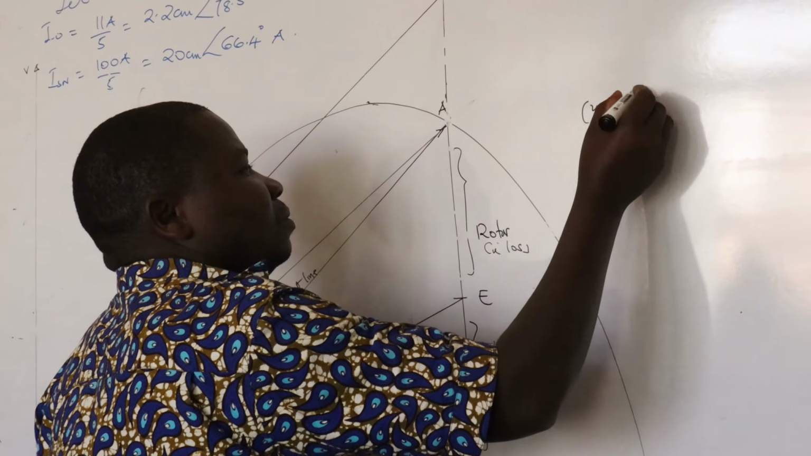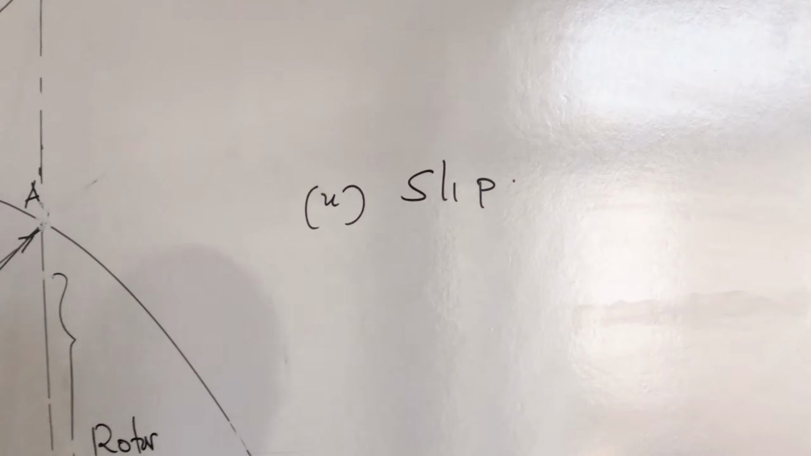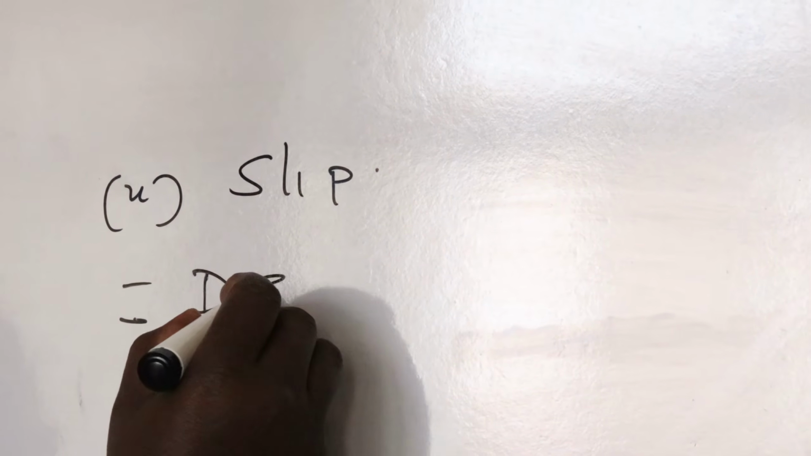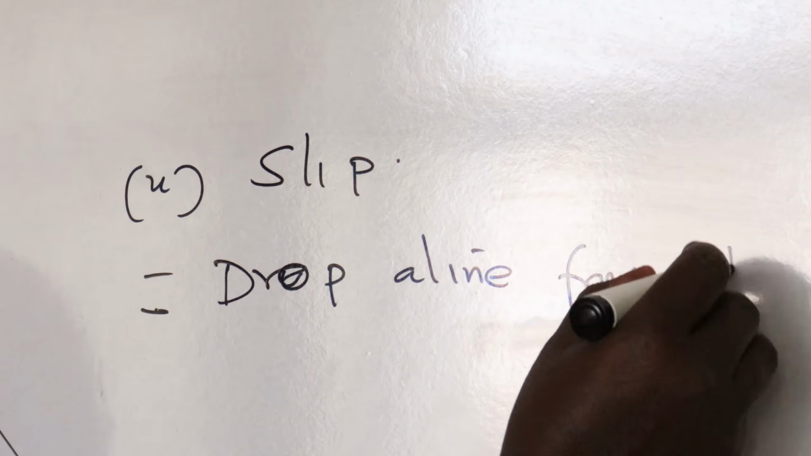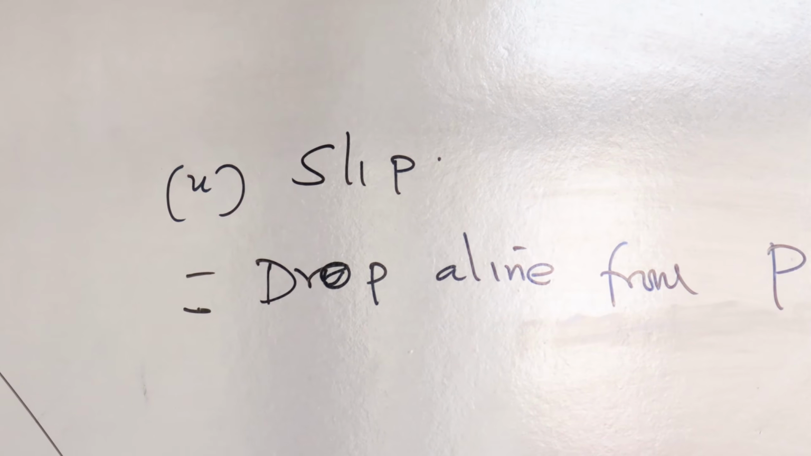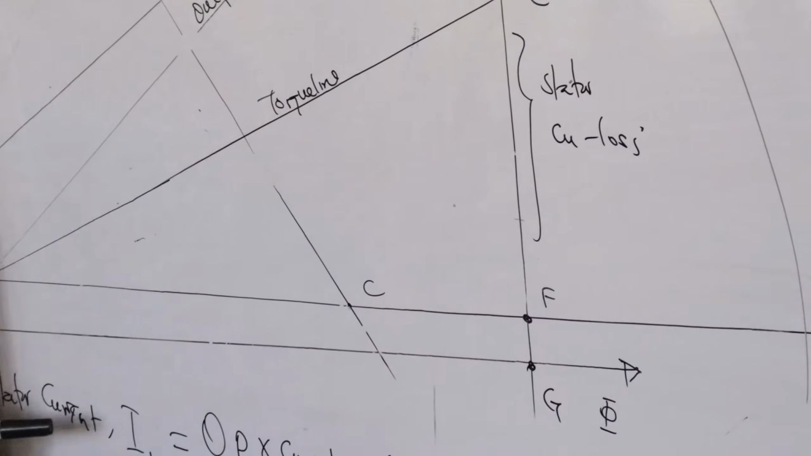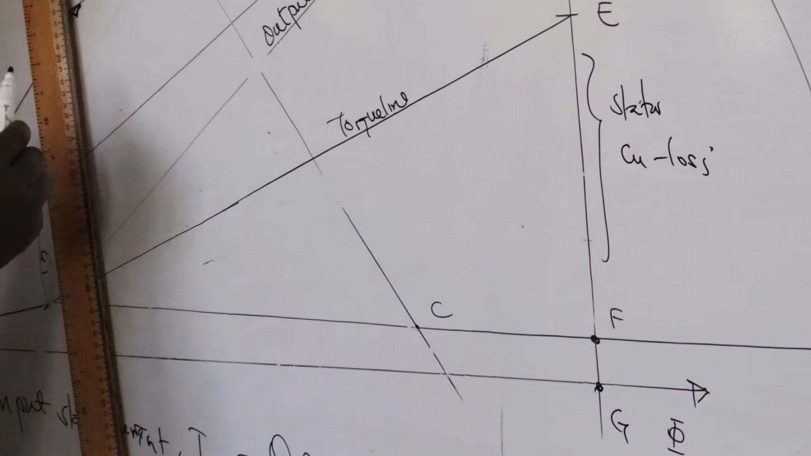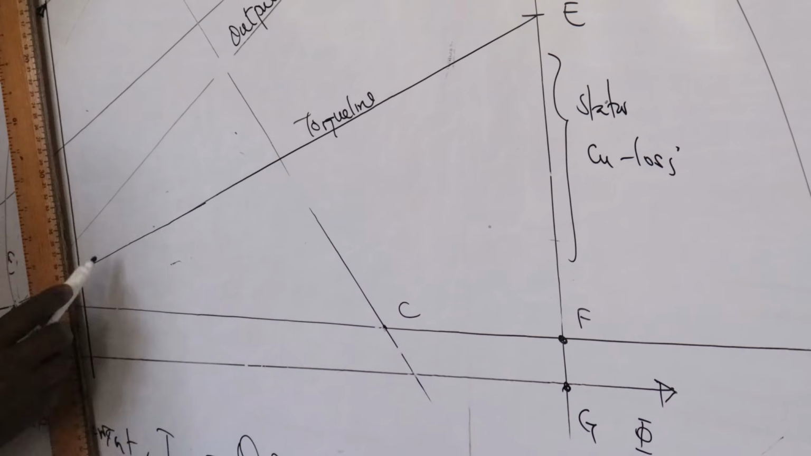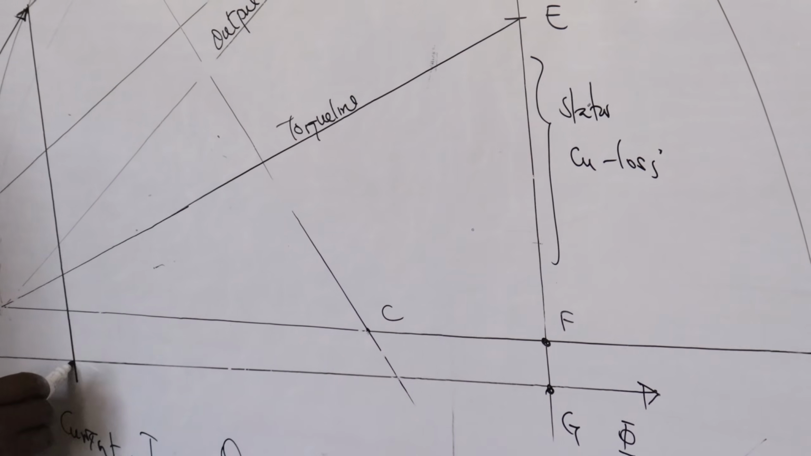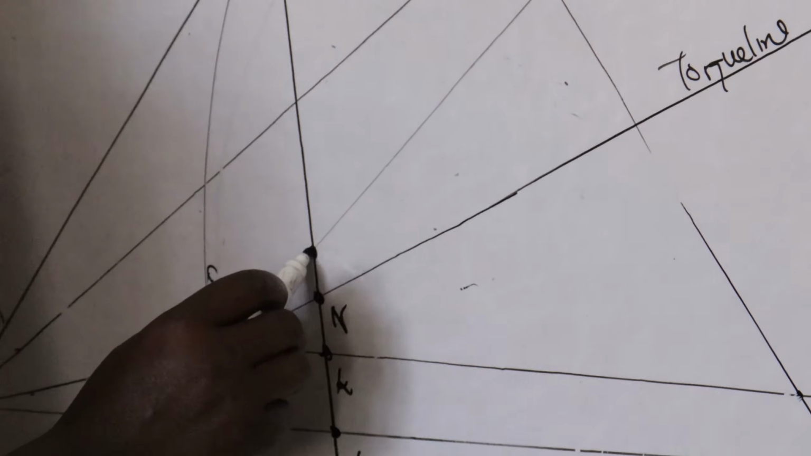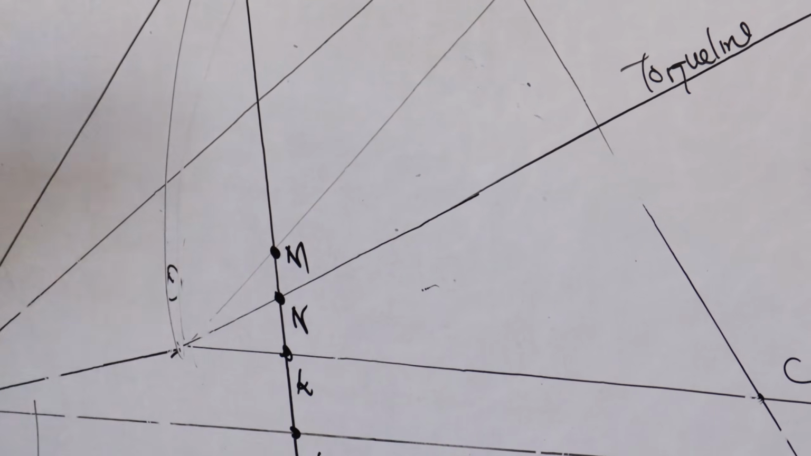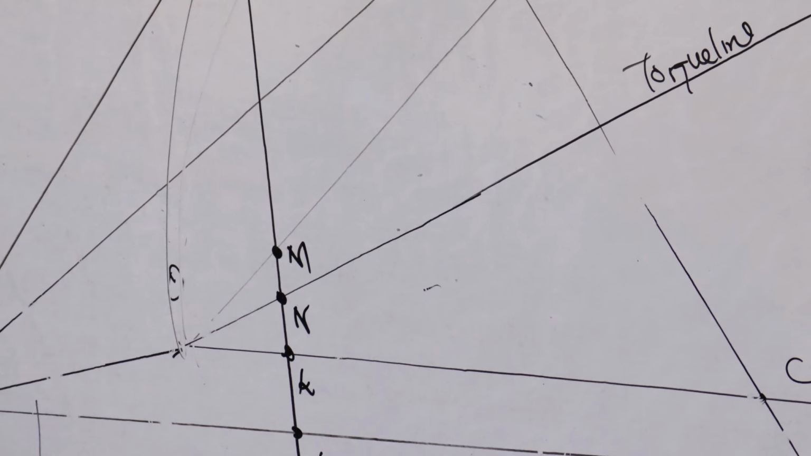Part 2 is asking for the slip. This is what you do. Drop a line from P perpendicularly. This line is L, K, N, M. I've started from down: L, K, N, M.